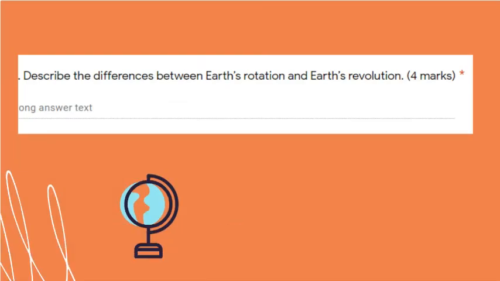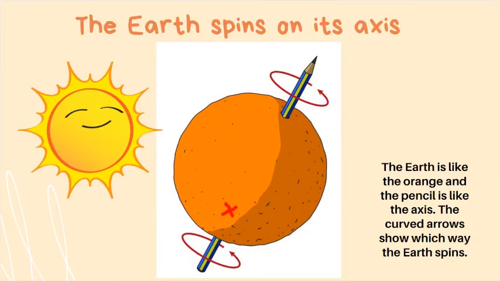Describe the differences between Earth's rotation and Earth's revolution. The Earth spins on its axis. But what does this mean? Look at the following picture. Imagine an orange with a pencil stuck through it. If you hold the pencil in your fingers, you can spin the orange around. The pencil is the axis of the orange.